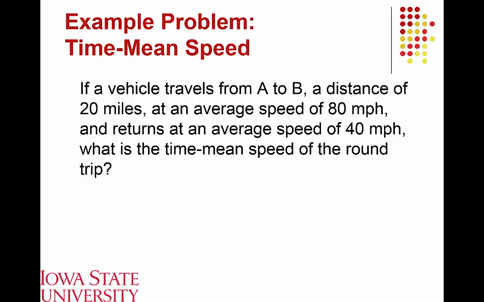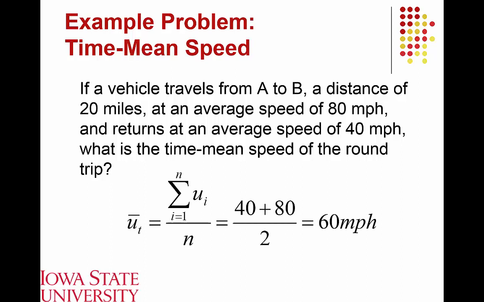And so as an example, let's say a vehicle is traveling from point A to point B. On the way from A to B, they travel this 20-mile distance at an average speed of 80 miles per hour, and then they return over that same 20-mile distance at a speed of 40 miles per hour. So the time mean speed of that round trip, obviously, we're just observing the one vehicle. It's going 40 miles per hour in one direction, 80 miles per hour in the other. So the straight line average of that is simply 60 miles per hour. So this is the time mean speed with which you are all probably most familiar at this point.